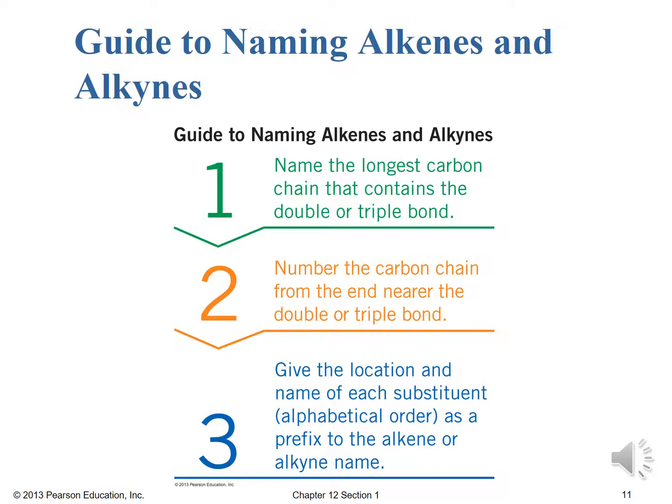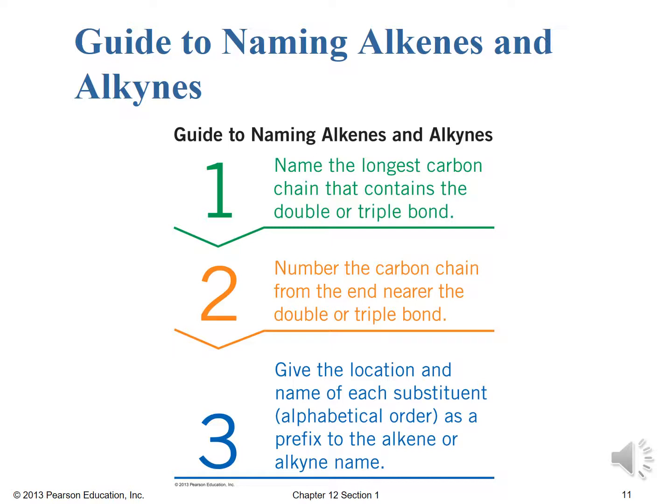Second step to our guide, we number the carbon chain from the end near the double or triple bond. So if it's right in the middle, it doesn't matter, but if it's further to the left, we start with the carbon furthest to the left. If it's further to the right, we start with the carbon furthest to the right.